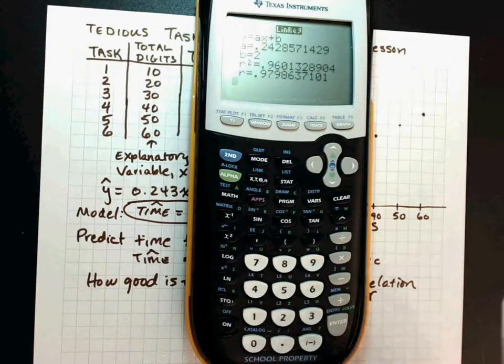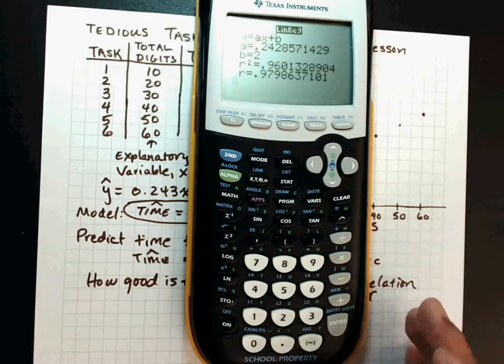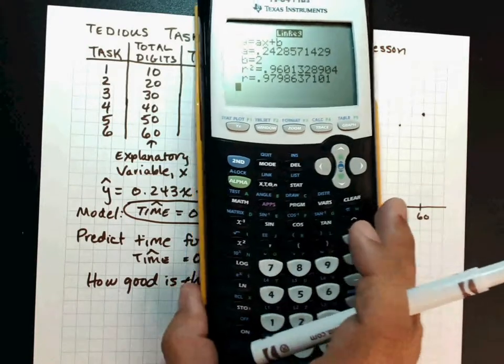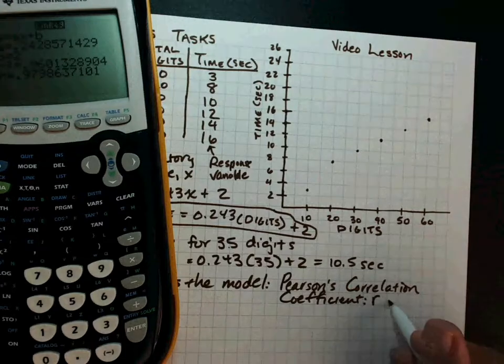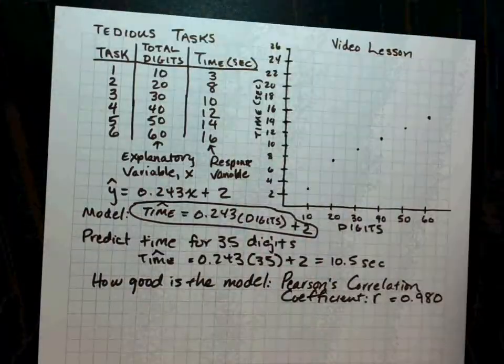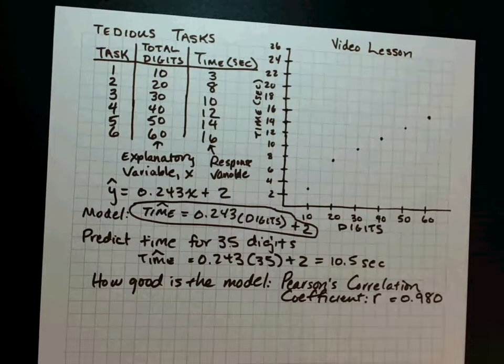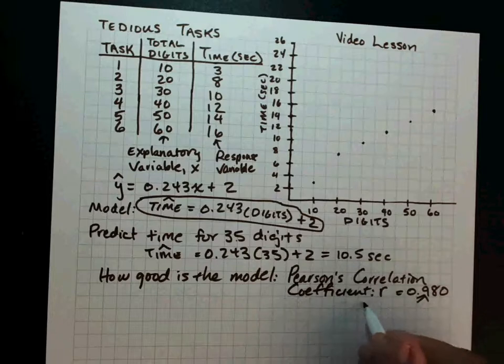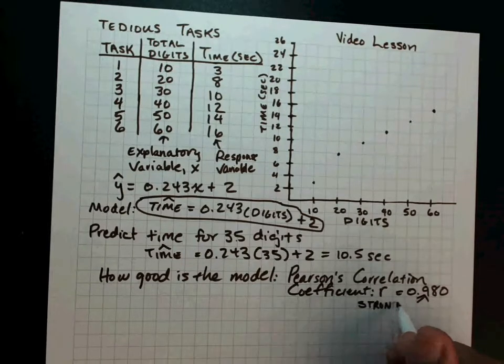voila, I have R, which in this case is 0.980 after rounding. Is 0.980 good? It's pretty darn good, actually. This is strong and positive.